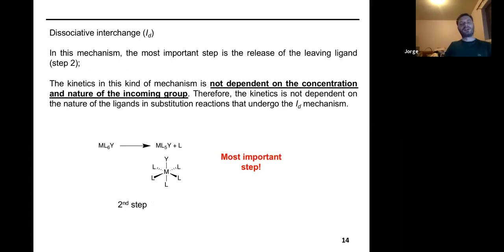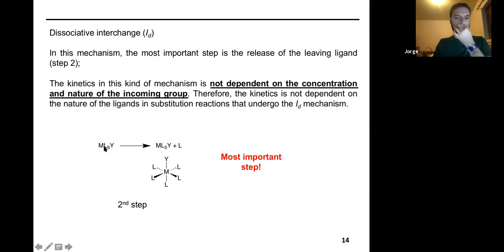All right, so now let's talk about dissociative interchange, ID. For this mechanism, the most important step is the release of the leaving ligand, or second step. So just think about the name, dissociative or dissociation. So it means the most important step must be the release or the dissociation of the intermediate. So I'm showing you again here the second step.